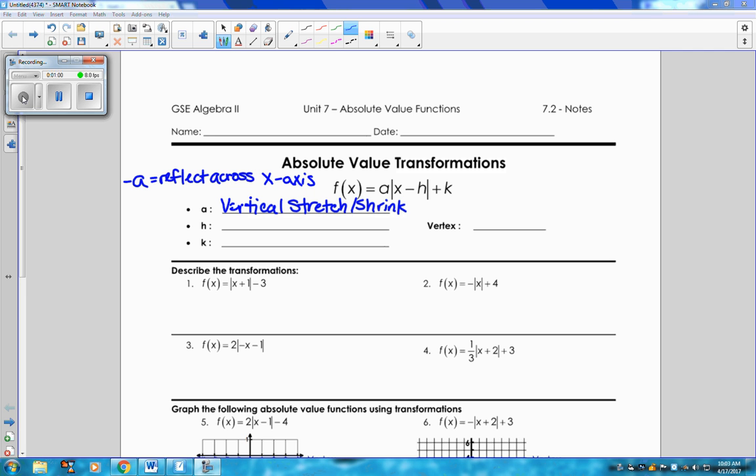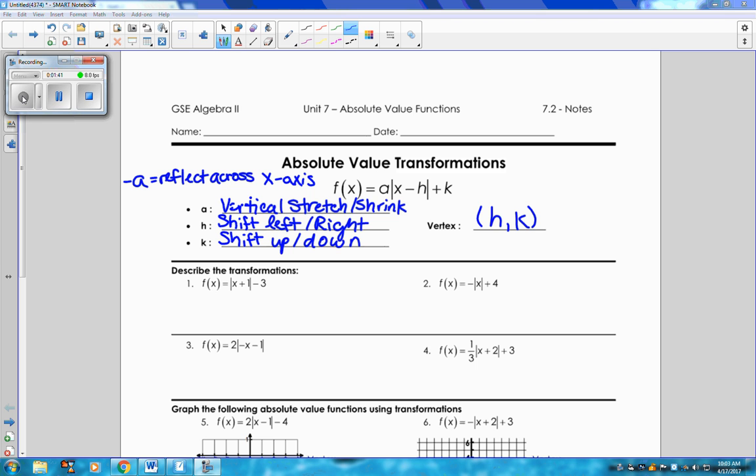Your H tells you if your graph is going to shift left or right. So A is stretch or shrink, H moves it left or right, and K shows if it shifts up or down. The vertex of an absolute value is the ordered pair H, K.